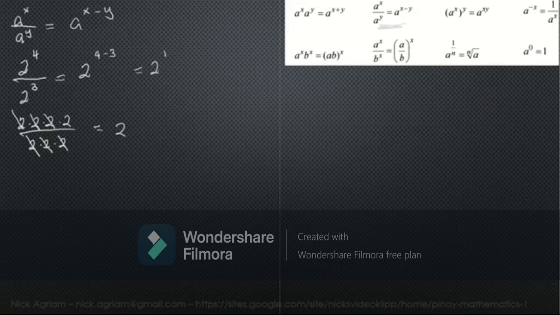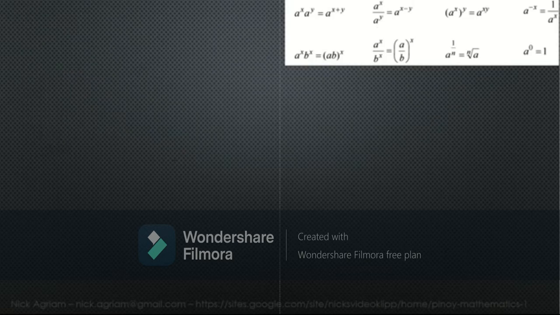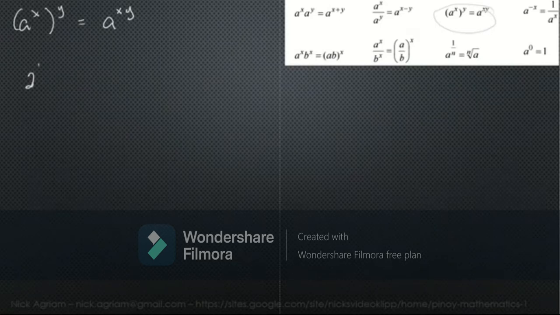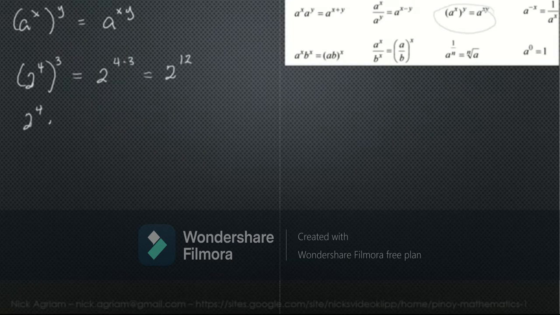Okay, and then the next that I'm going to discuss is a raised to x, raised to y. Then all you need to do is to find the product of the exponents. That means if I have 2 raised to 4, raised to 3, then I have 2 raised to 4 times 3, which is 2 raised to 12. Why? Because if I have 2 raised to 4 multiplied by 2 raised to 4 multiplied by 2 raised to 4, from the first law, I can add their exponents.